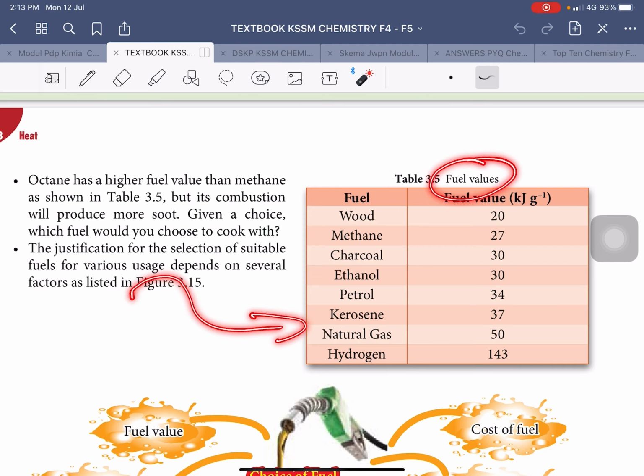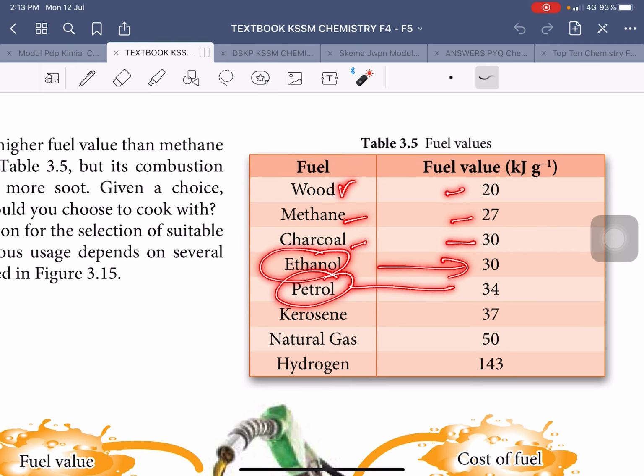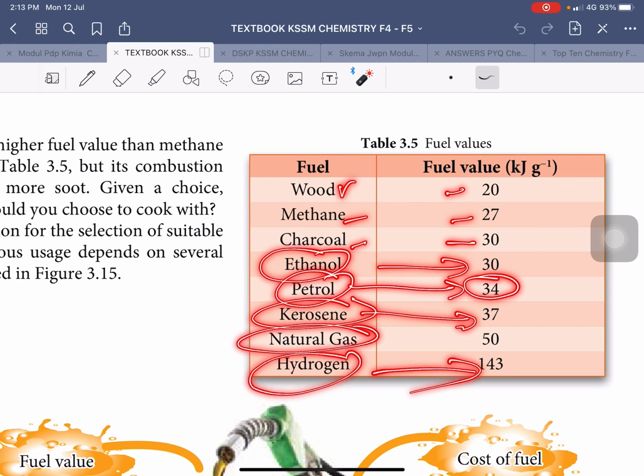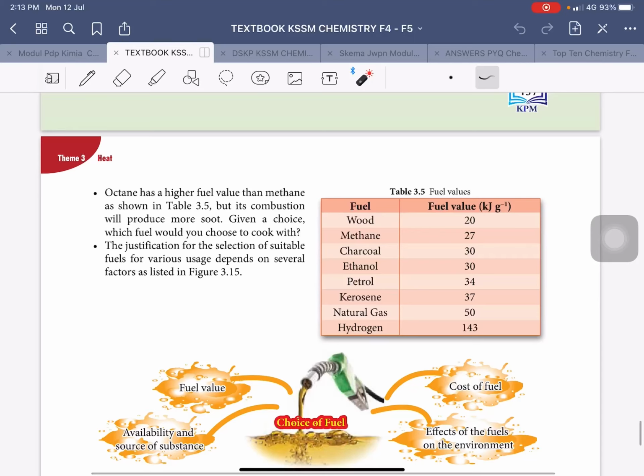This is the fuel values. As you can see here, wood 20 only, methane 27, charcoal 30, ethanol alcohol 30, petrol for filling cars 34, kerosene for aeroplanes, natural gas, hydrogen. So each fuel has its own fuel value and its own uses.